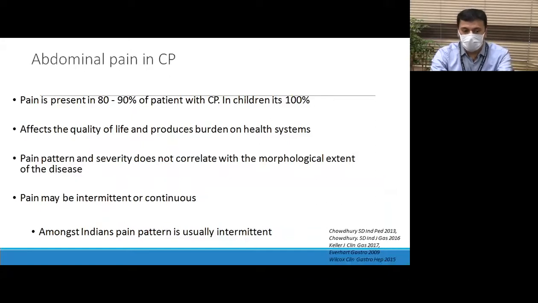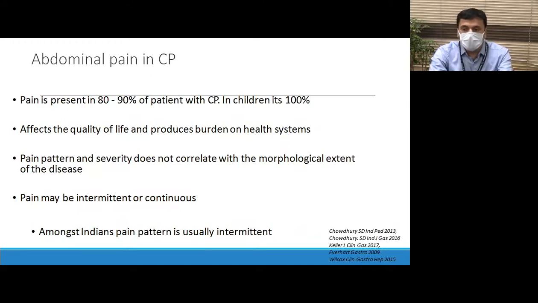So like I said, abdominal pain is present in about 90% of the patients with chronic pancreatitis, and its incidence is 100% in the pediatric age group. This affects the quality of life and produces a burden on the health system as well as an economic burden on the family members. The pain pattern and severity do not correlate with the morphological extent of the disease. Usually when they develop severe calcification, the pain severity may in fact decrease because of the burnout.